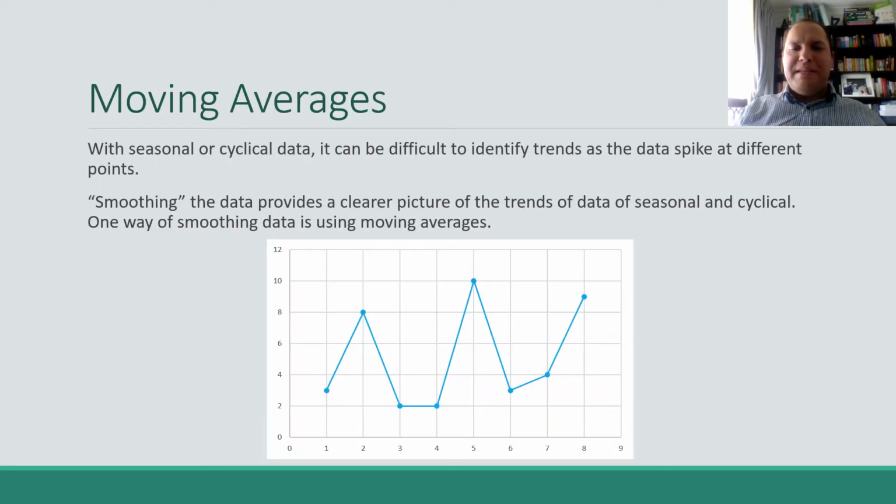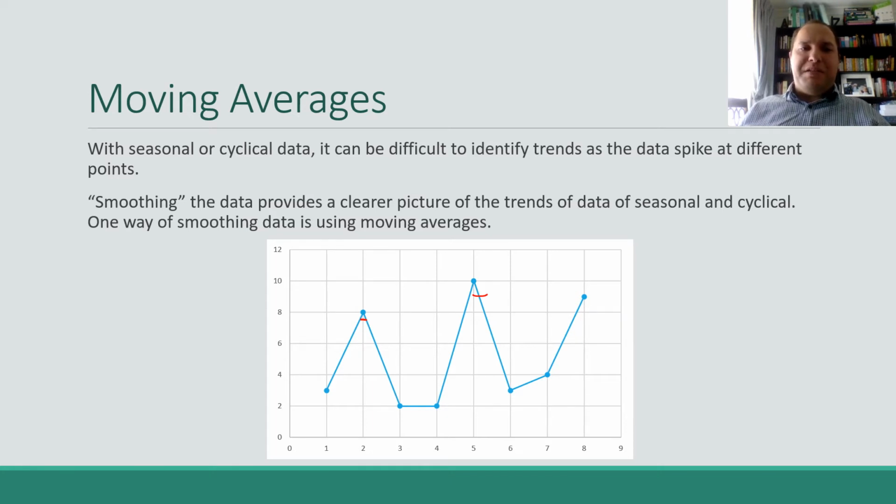With seasonal and cyclical data, it can often be difficult to identify what the trend is just by looking at a graph. Looking at this example, it's got the seasonal peaks and the lows in between. It's hard to see what the data is doing on the whole. This is where smoothing those peaks and troughs can give us a better idea of what the data is doing. One way of smoothing data is called using moving averages.